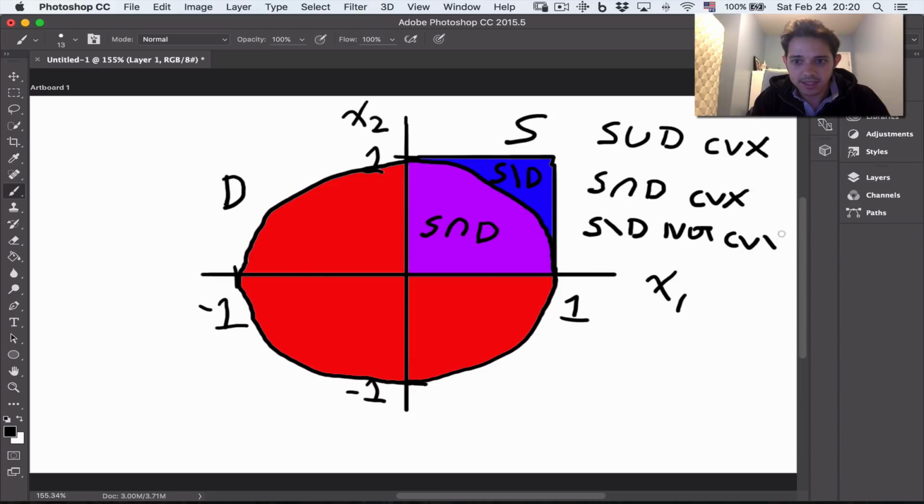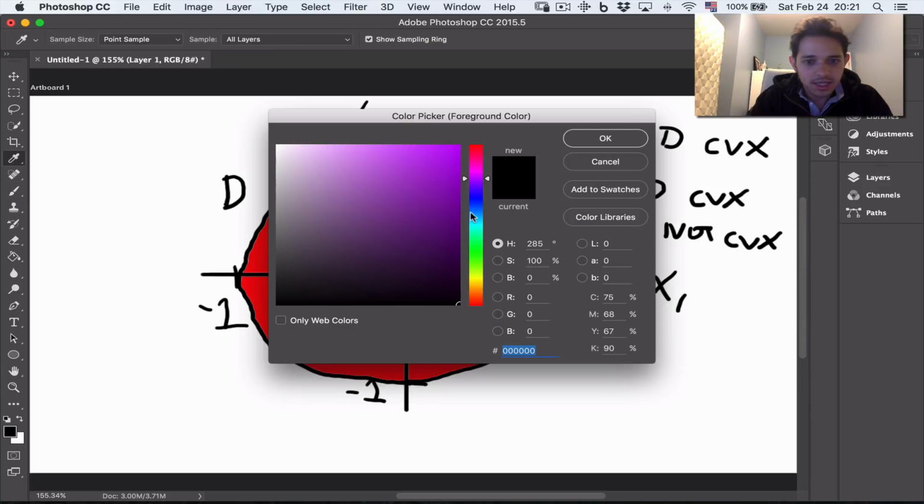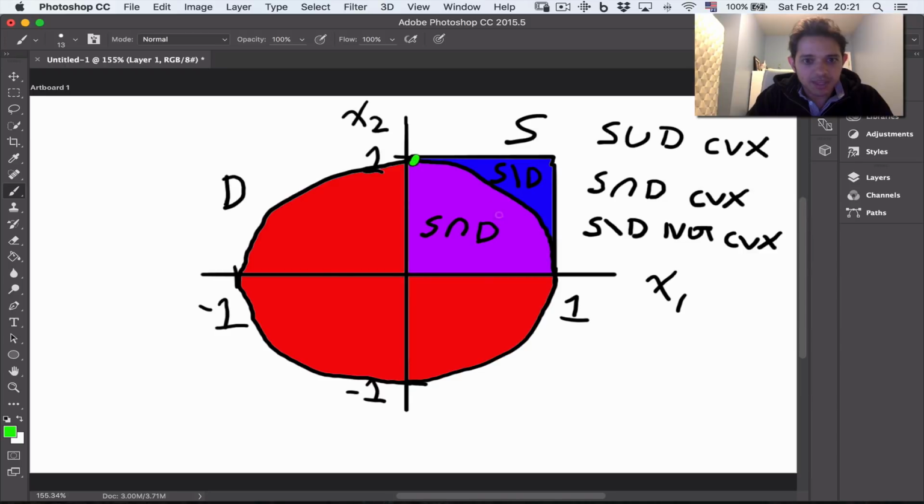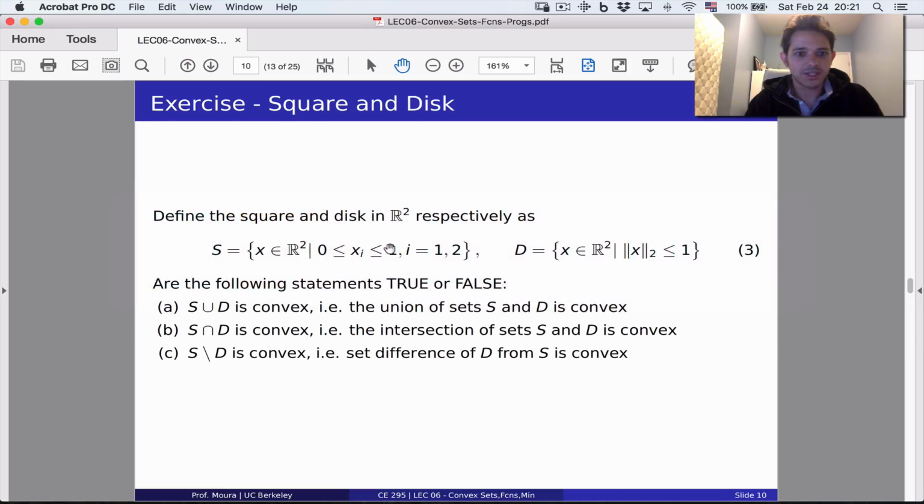Not convex, because I can pick 2 points on the set. In fact, let me pick these. Let me use a different color here. Green, why not? I can pick this point and this point, which is in S minus D. Draw a line segment between those 2 points, and there are portions of this line segment that are not in S minus D. So we can see that that is not convex. All right, so that completes our example of the square and disk.